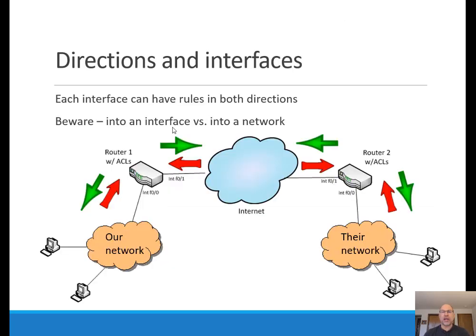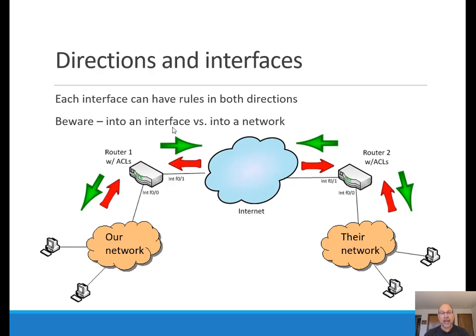Okay, so let's talk about directions and interfaces. So in this particular diagram, we've got an our network and we've got a their network. And let's consider that we want to allow traffic from our network to their network. Well, if we follow the pathway, every interface has an inbound and an outbound direction. So we've got router number 1 and router number 2 here. And let's say that we control both of those. Well, router number 1, if we were trying to control traffic and I was trying to make sure that the traffic was allowed in a particular direction, then I could say on router number 1, this traffic is allowed into interface F0/0.